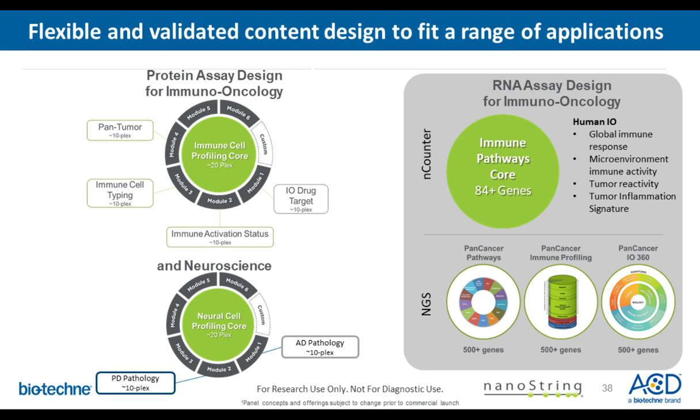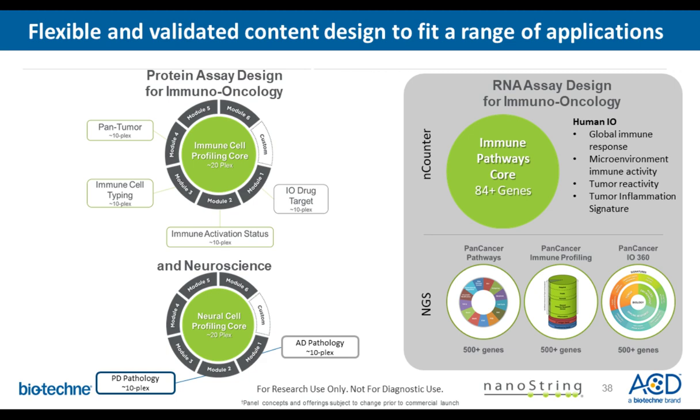In terms of the content, we've put a great deal of effort into building out really useful, validated content. And just to give you an example, on the upper left, on the protein side, we've built an immune cell profiling core. This is a 20-marker core that has all the positive and negative controls, and then it has things like CD3 and CD68 and CD45 and sort of the regular players there in the immune system. And then you can select different modules that you want to run with that. So we have a pan-tumor module, an immune cell typing module, an immune activation status, an IO drug target, and we continue to expand these modules.